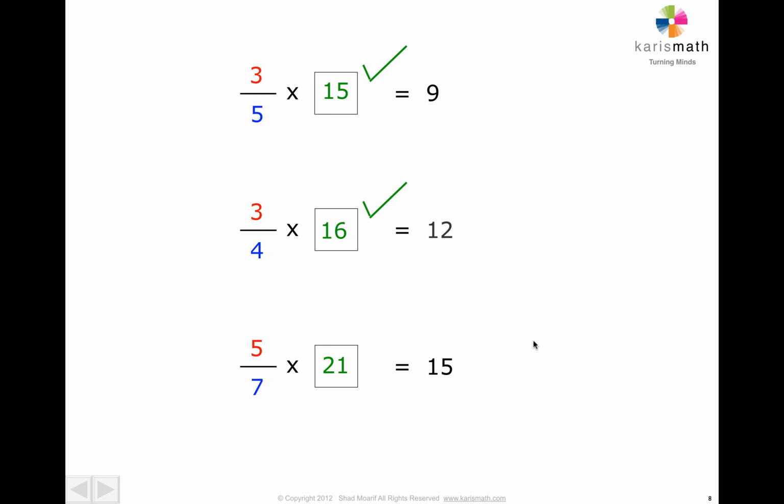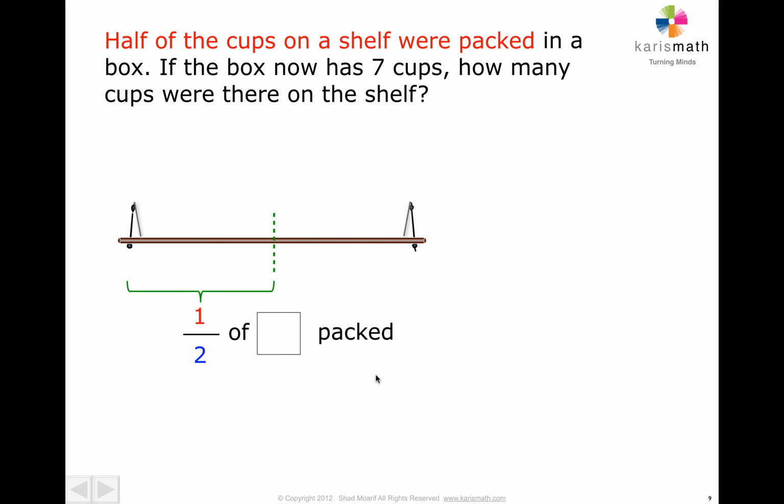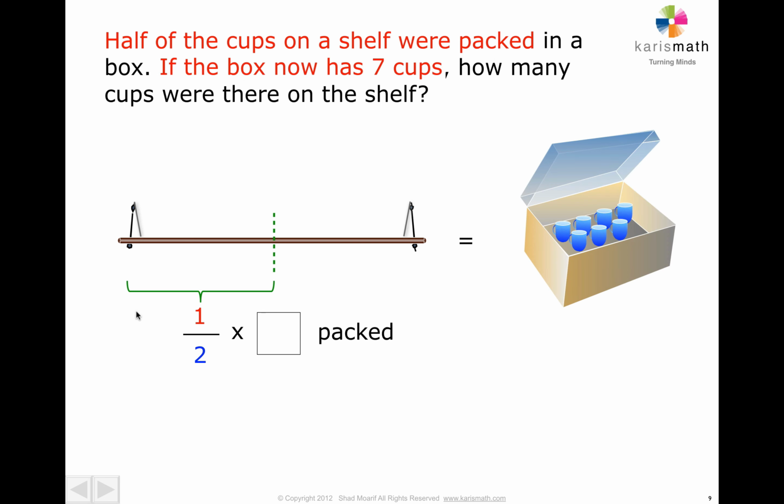Okay, let's try to do a word problem. Let's look at this word problem here. Half the cups on a shelf were packed in a box. So here's a shelf, and half the cups on the shelf, that means basically half the shelf, half of this whole shelf has been packed in a box. And if the box now has 7 cups, that means if we took out all this bit here and put it in there, there's 7 of them. How many cups were there on the shelf before we started the packing?